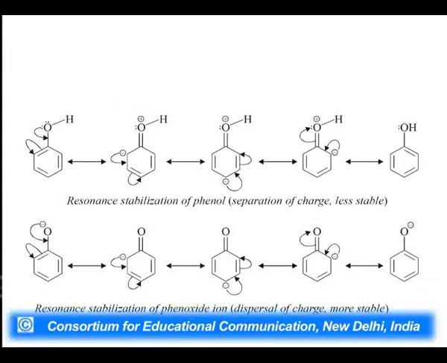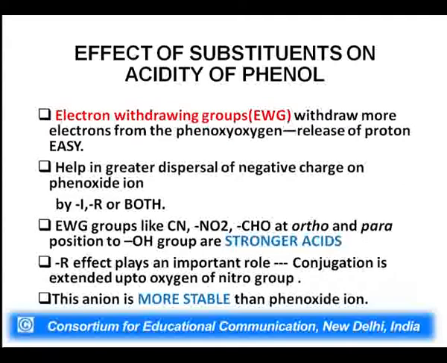Now if we talk of the effect of substituents on the acidity of phenol, then we know that the electron withdrawing substituents, if present at ortho and para positions to the phenoxy group, then they increase the acidity of phenol by delocalizing the negative charge by minus I effect as well as resonance effect, that is the minus R effect.